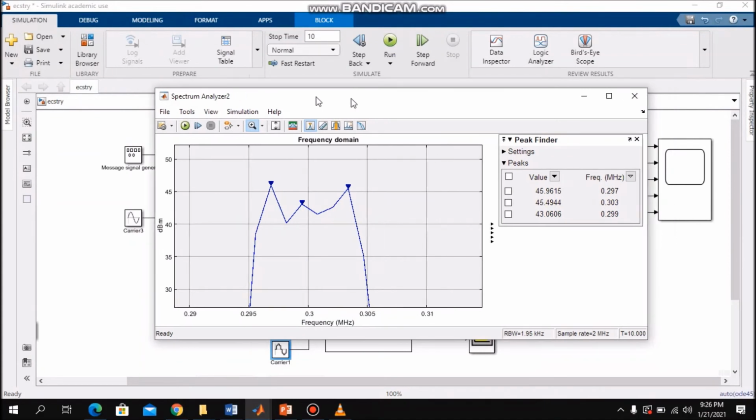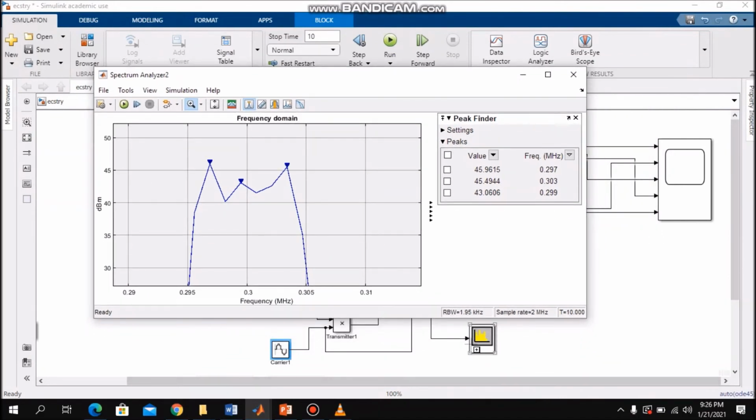being analyzed from the spectrum analyzer. So this is the waveform. We can see that at this point, this is the frequency of upper and lower sideband, and also this is the carrier frequency, and this one is the upper sideband frequency, where we have 0.303 megahertz, and the FLSB is 0.297 megahertz.